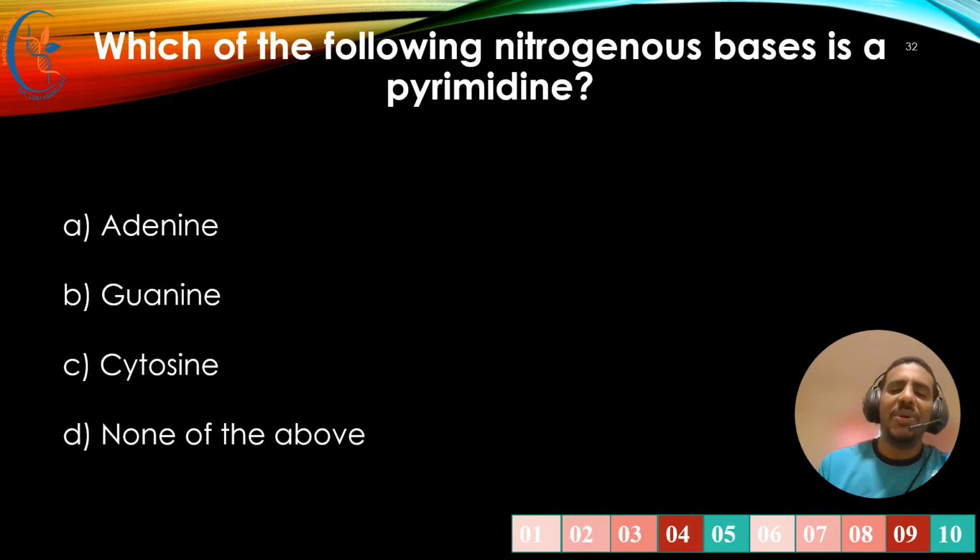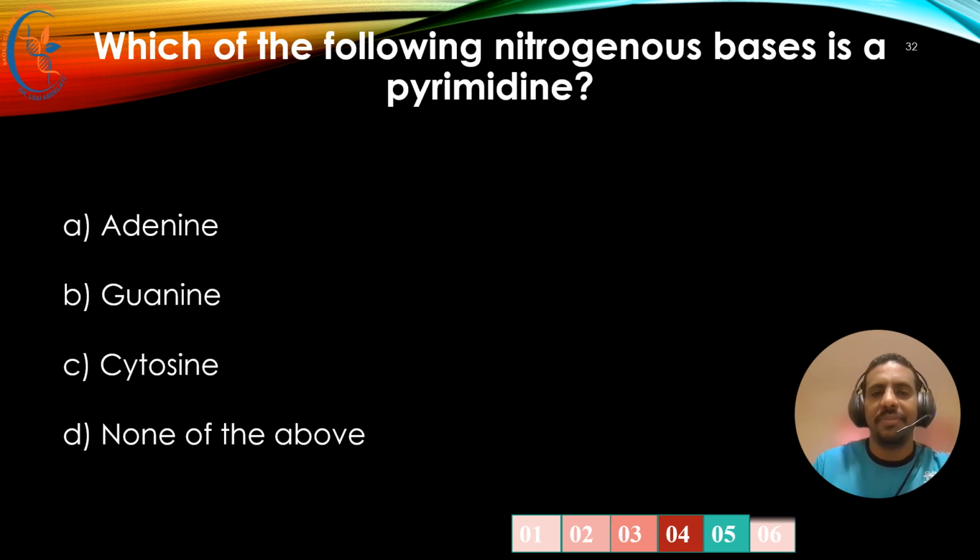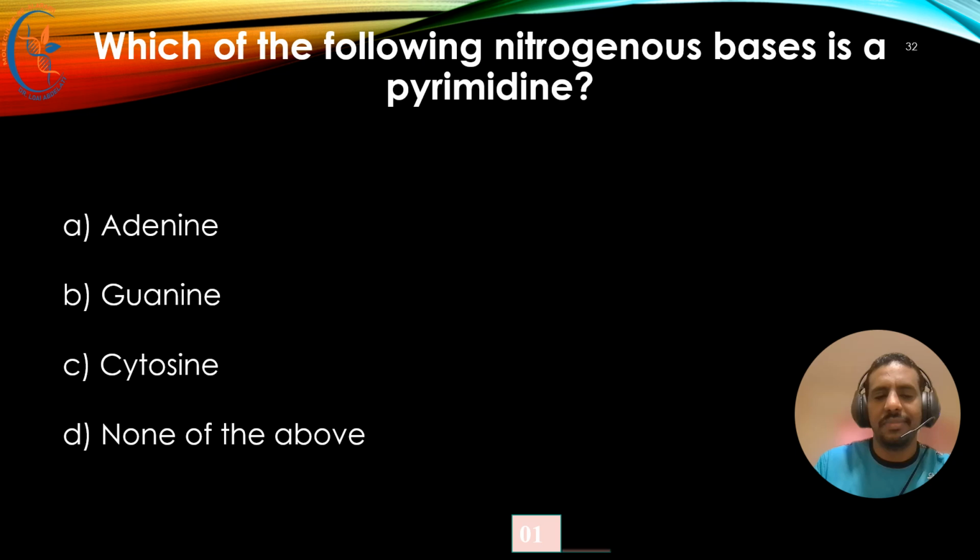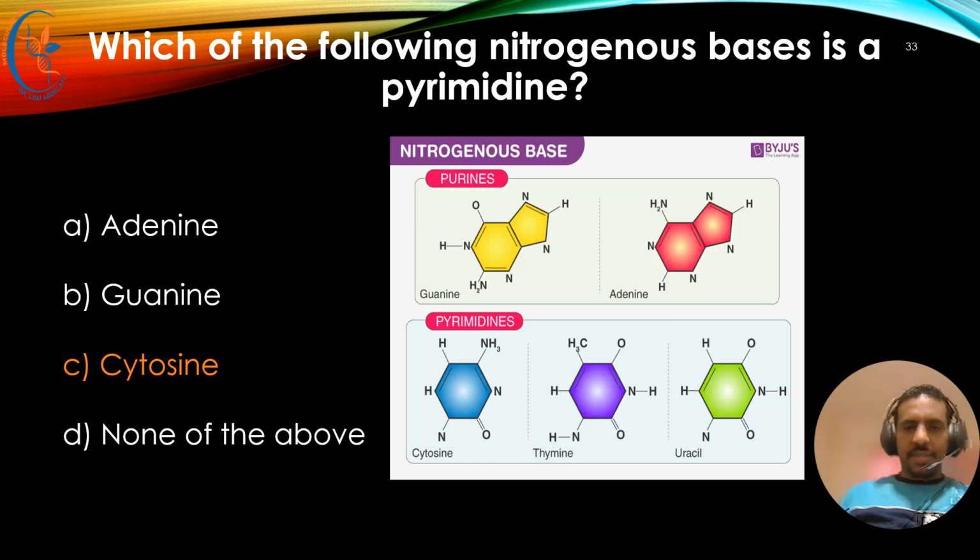let's move on. So the next question is, which of the following nitrogenous bases is a pyrimidine? The correct answer is cytosine. Pyrimidines are single ring nitrogenous bases which include cytosine, thymine in DNA, and uracil in RNA. All right, so let's move on.